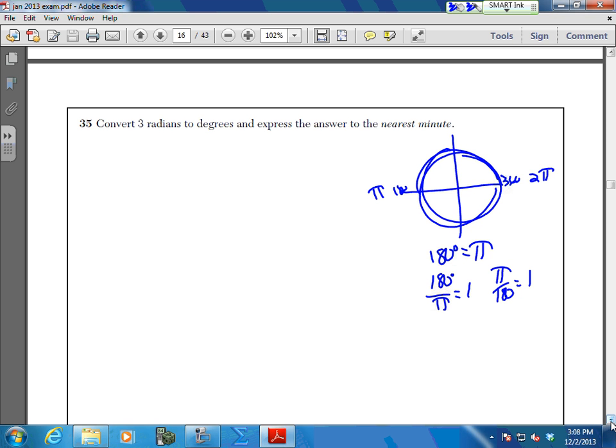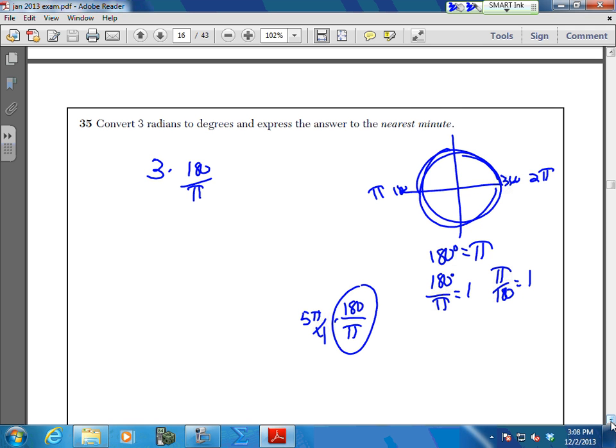So if you want to go radians to degrees, so let's take a different angle. 5 pi over 4 to degrees. We want the pi on the bottom. Now, just because it said 3, we have to still use the same routine. 3 times 180 over pi.